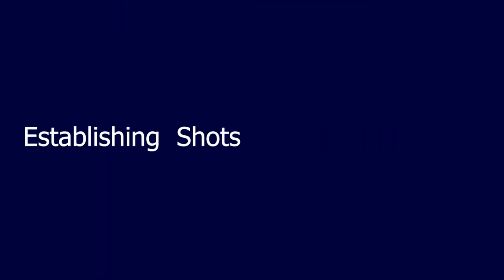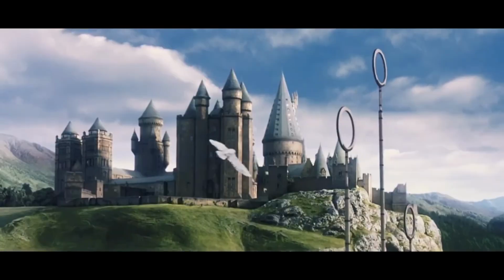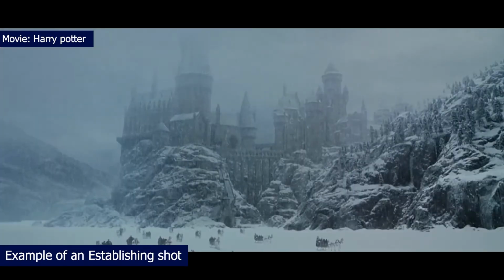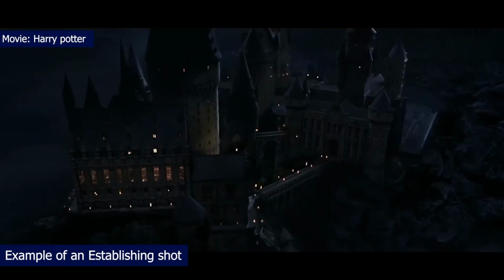First of all, let's talk about the establishing shot. Establishing shots are designed to make the audience understand where the action will be taking place. It shows the relation between people and their environment. Most of the time, it is a wide-angle shot, which captures the maximum of the environment as a whole.